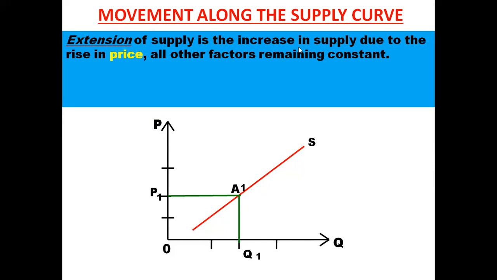Next, extension of supply is an increase in supply due to the rising price. That is, when only price changes, other factors affecting supply remain constant. Let us see what happens. So price increases from P1 to P2. We get quantity supplied from Q1 to Q2. That is, quantity supplied increases from Q1 to Q2 units. We get a point A2. So there's an upward movement along the same supply curve.